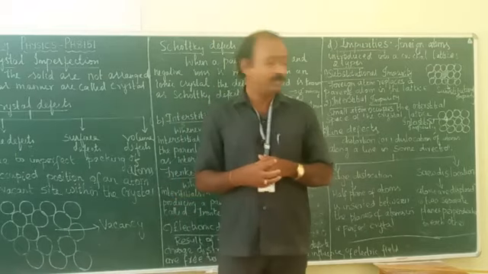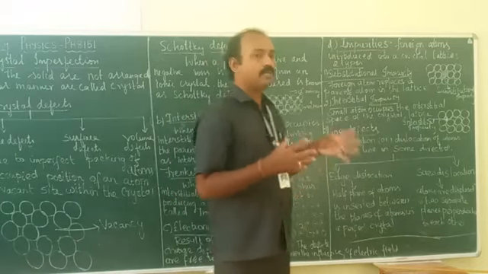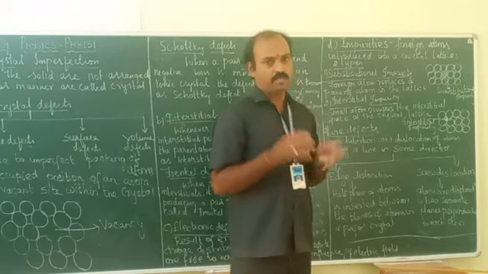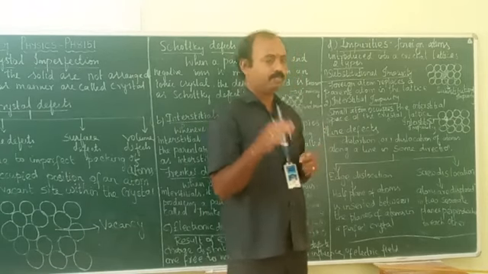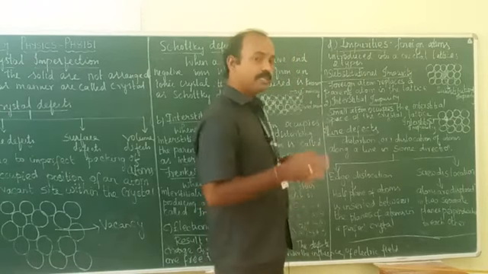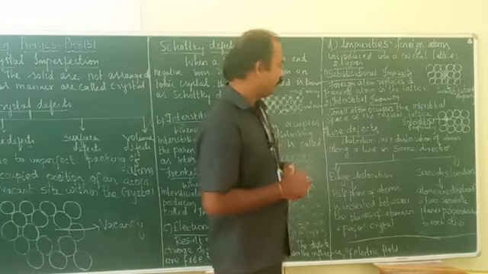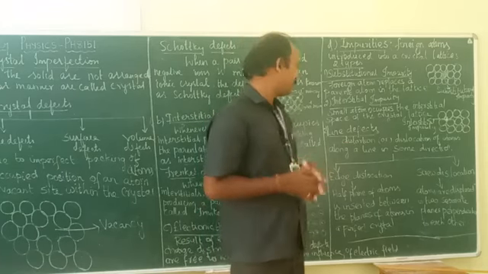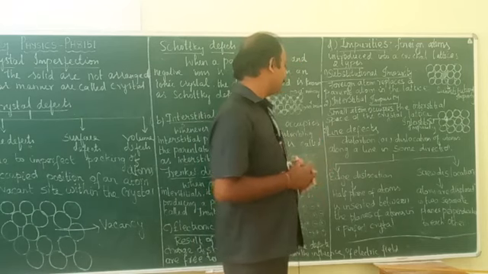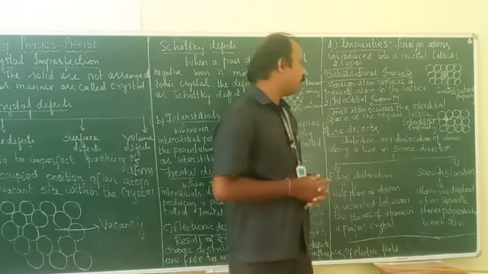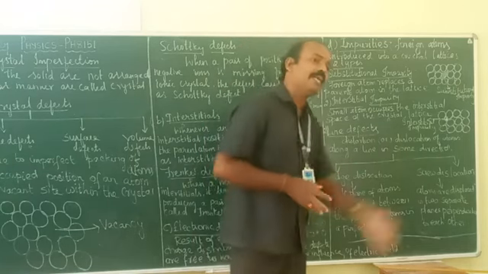Point defect is over, now line defect. So far I discussed point defect: one atom or a pair of atoms is missing, or misplaced, that is a defect. Now the line defect means distortion or dislocation of atoms along a line, in a single line.